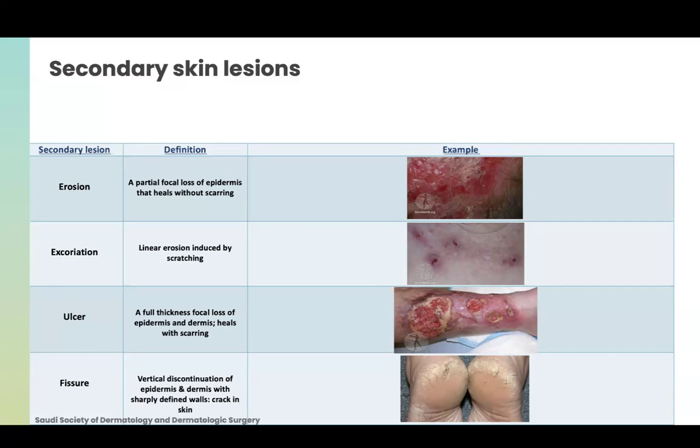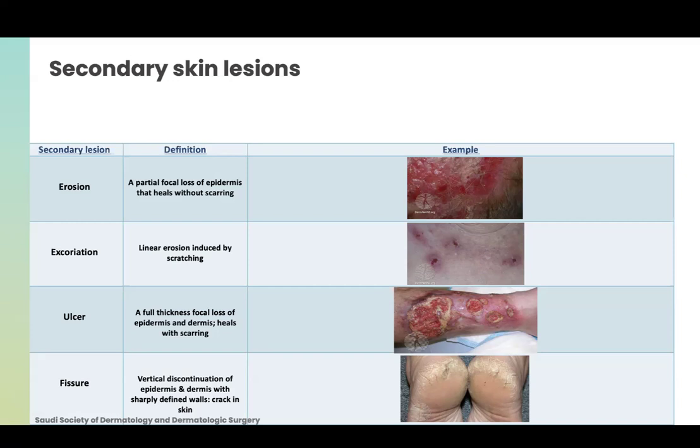What does that mean? When you look at this erosion, you have a partial focal loss of the epidermis. You're just losing part of the epidermis. It's like your skin epidermis is peeling, okay? Excoriation is very similar, but they're linear. They're smaller, linear erosions, and usually induced by scratching. However, an ulcer is deeper. You have full thickness loss of the epidermis and dermis as well, okay?